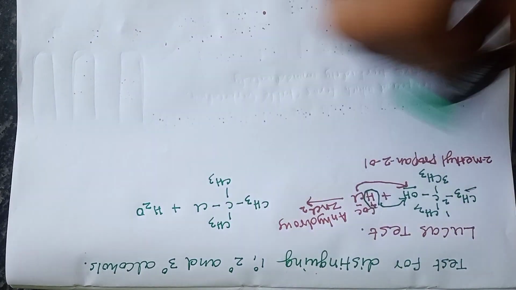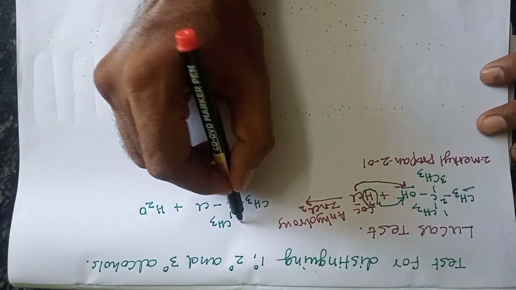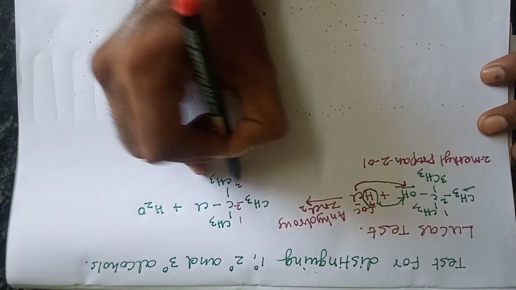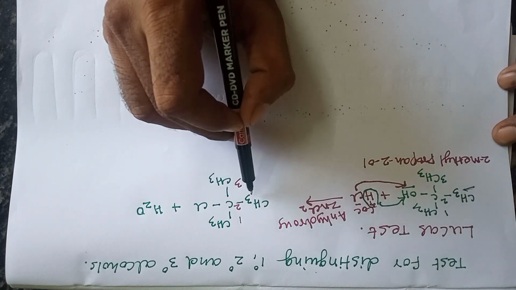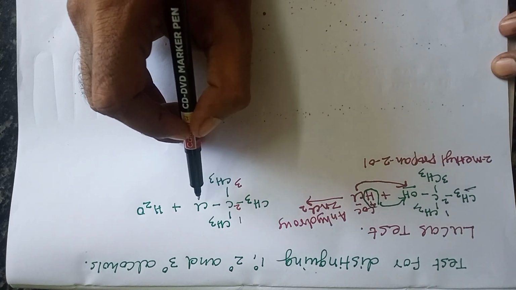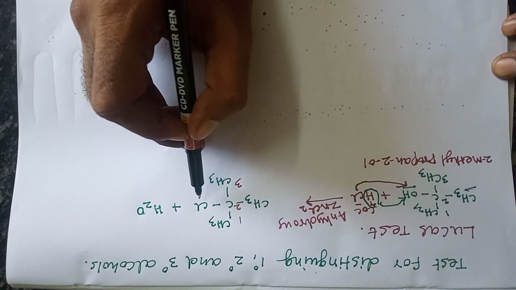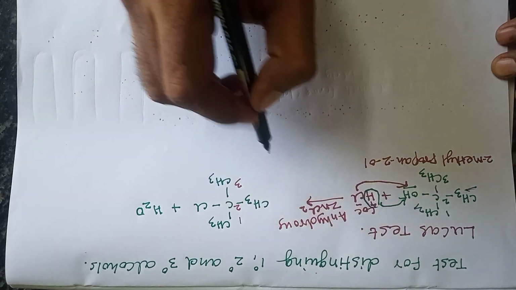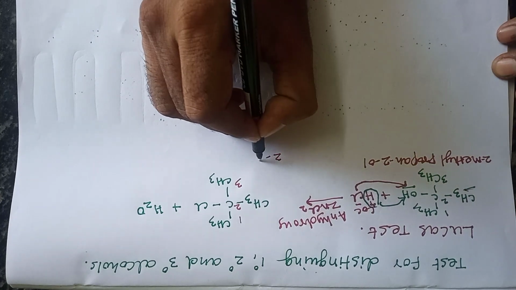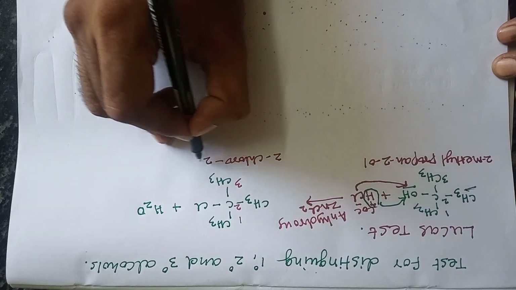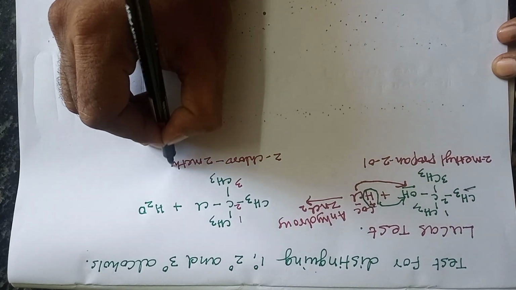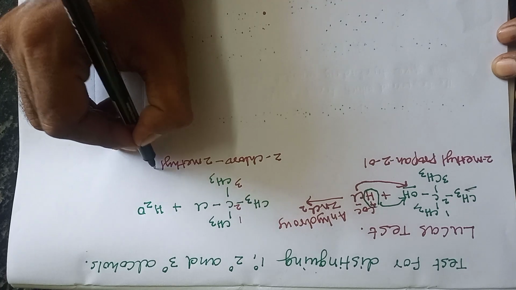Now the name of this compound: number the carbons 1, 2, 3. This is the longest carbon chain. The methyl group is present on the second carbon and one halogen is present on the second carbon. So the name is 2-chloro-2-methylpropane.